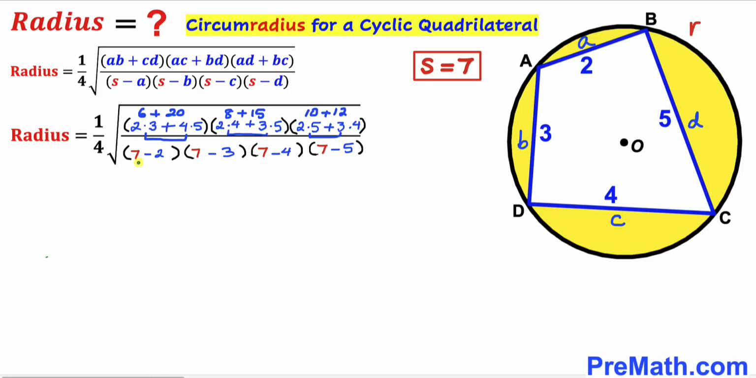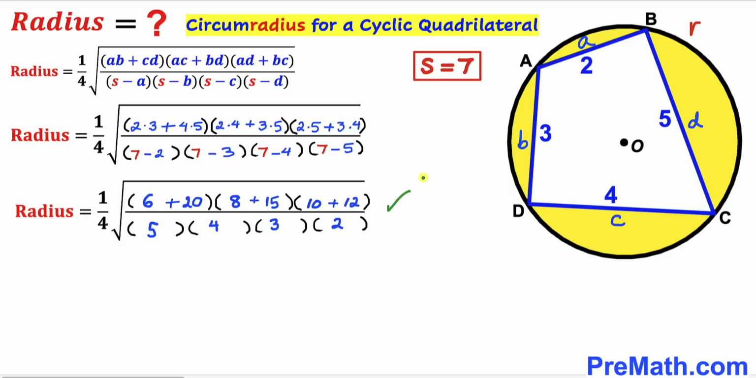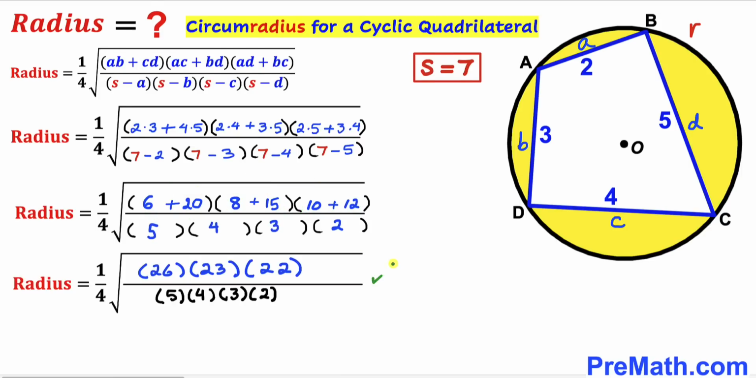Likewise in the denominator, 7 minus 2 gives us 5, 7 minus 3 gives us 4, 7 minus 4 gives us 3, and finally 7 minus 5 gives us 2. Now 6 plus 20 gives us 26. For the second parentheses, 8 plus 15 gives us 23. And finally 10 plus 12 gives us 22.